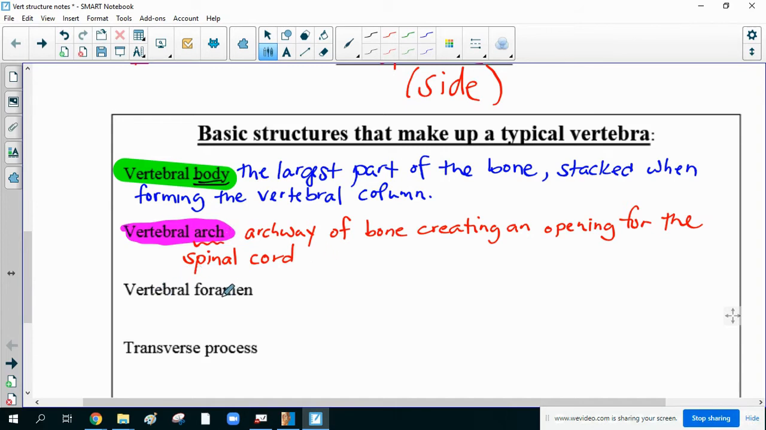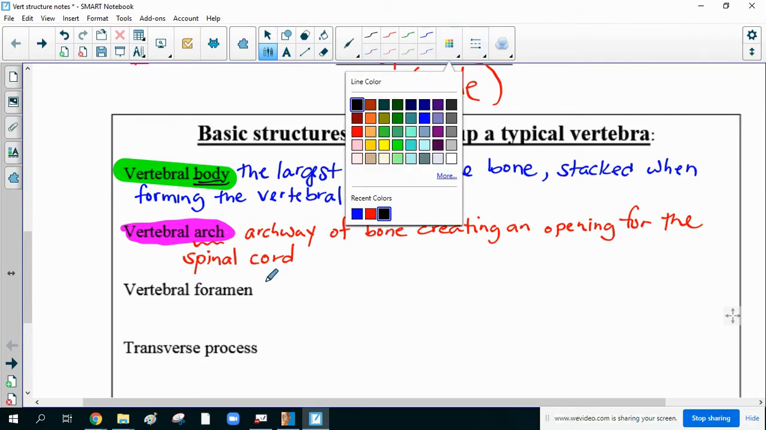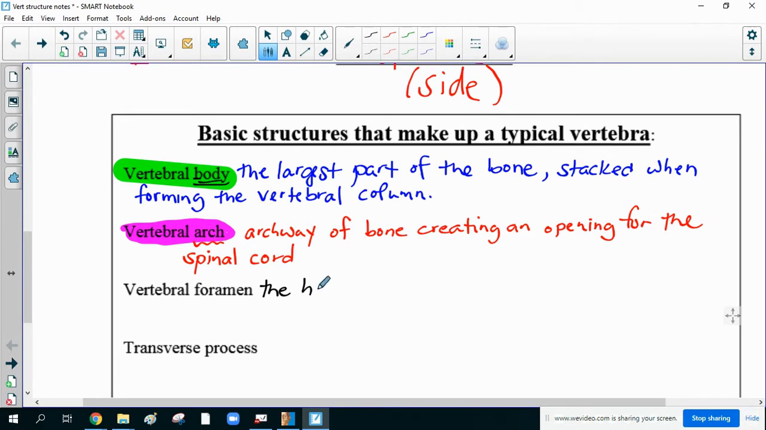Now, the hole itself is called the vertebral foramen. So I'm just going to say this is the hole or opening. Well, that's what the word foramen means, hole or opening, in the vertebrae. By the way, if you see vertebra without the E, it's one, and if you put an E, it's more than one. So an opening in the vertebra for the spinal cord. It's called the vertebral foramen.